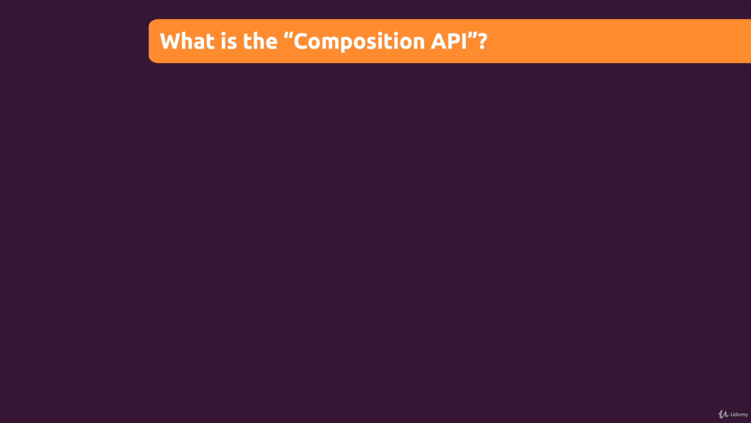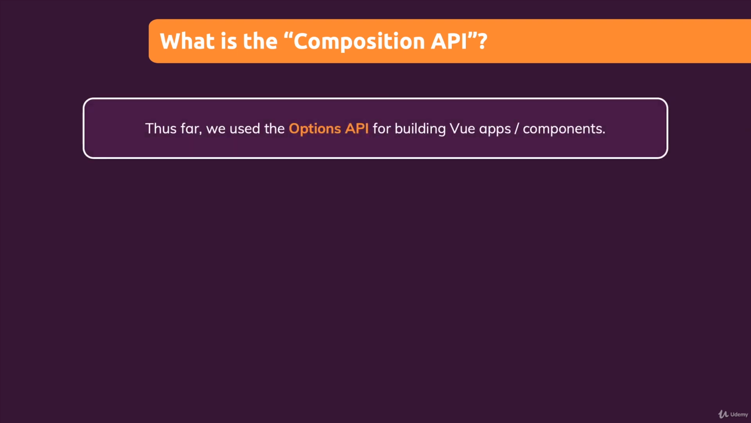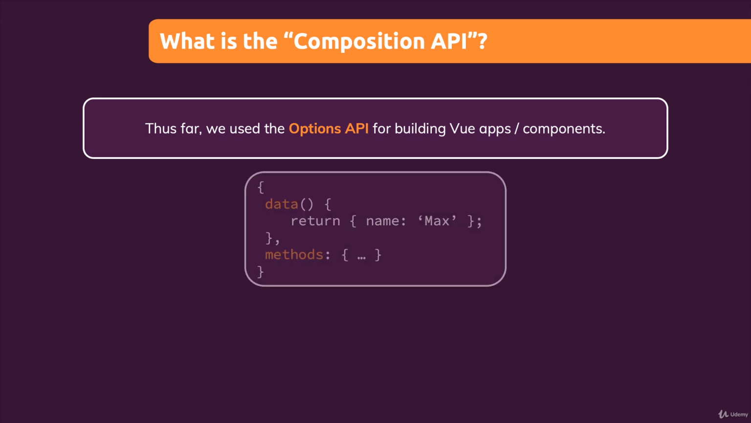What exactly is the Composition API? Well, let's start with what we learned thus far. When it comes to building Vue apps and Vue components, we thus far used the so-called Options API. We created this configuration object, and in there we configured various options. For example, the data option, the methods option, but maybe also computed or watchers. So we had this configuration object where we set up our data, our methods, so the code we could run upon events, for example, and so on.